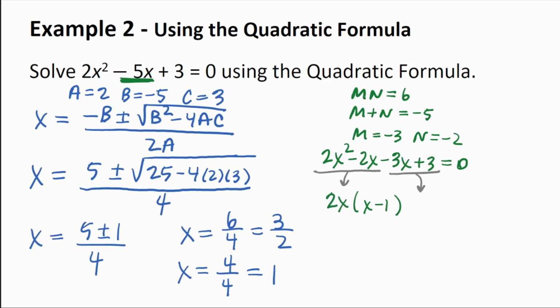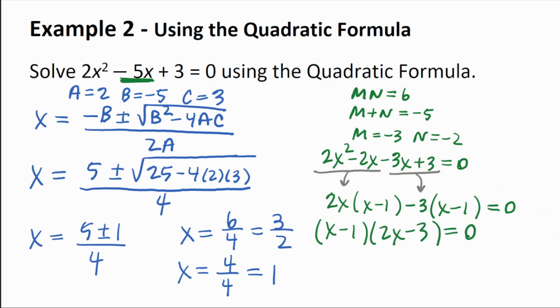So I'm going to factor out, I think, a negative 3, right? Yeah, and then that'll leave me with an x and a minus 1. Okay, and those things all multiply together to equal 0. Now I'm going to factor out the x minus 1. And now I think I've gone far enough to where you can see how x equals 1 and x equals 3 halves are going to solve this equation as well using factoring. I think that'll be enough of that.